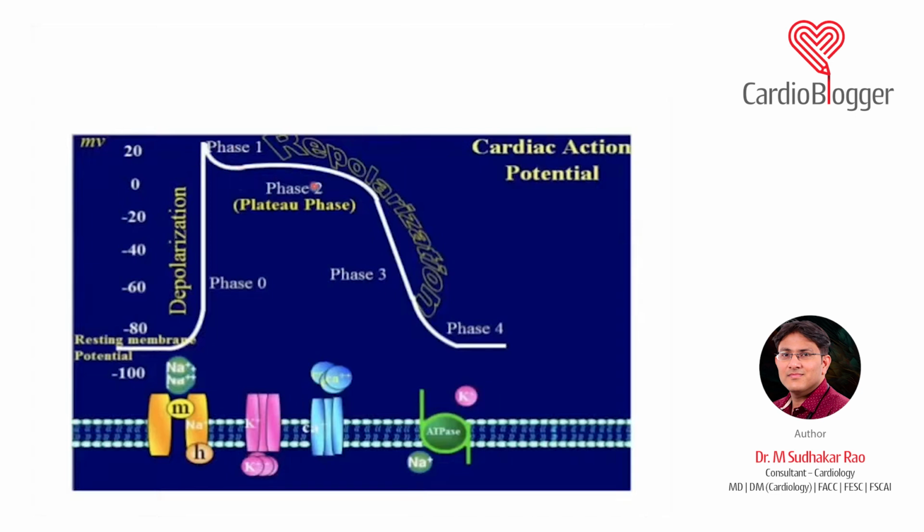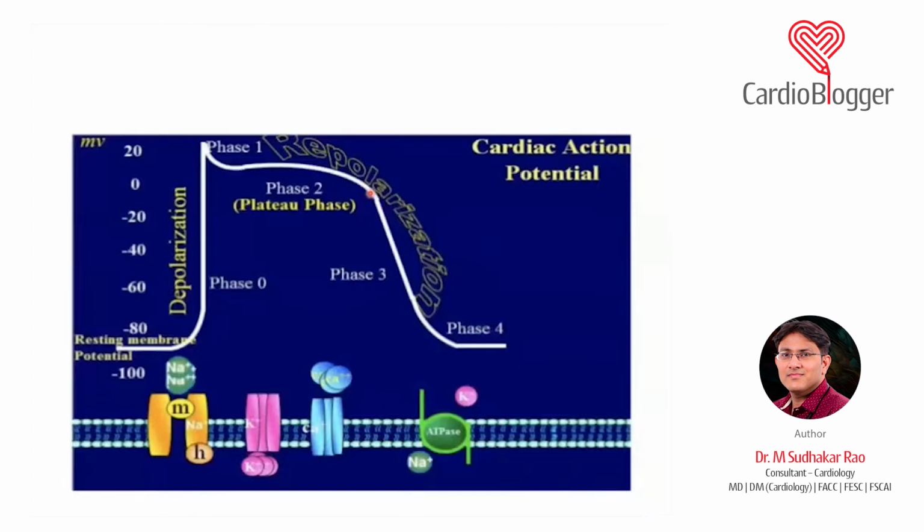So phase 2 is, we have both the potassium channels open and the calcium channels open. The calcium ions go inside the cell, and an equal number of potassium ions go outside the cell, and that is why there is a plateau in the phase 2. So the calcium ions go inside and the potassium ions go outside. As there is an equilibrium, the phase 2 is a plateau phase.